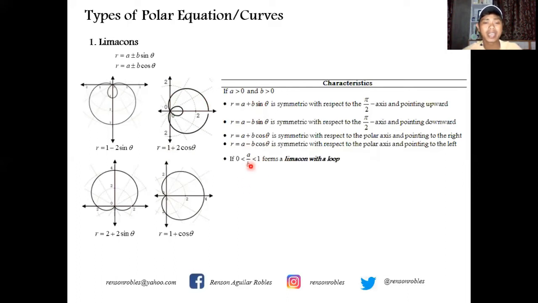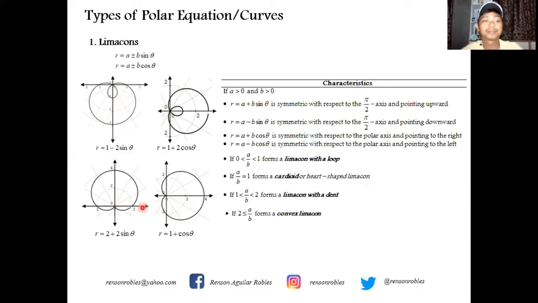And if a over b is greater than 0 but less than 1, it's a limaçon with a loop. This is an example of limaçon with a loop. If a over b equals 1, meaning a equals b, then a special type of limaçon is observed. We call it cardioid or the heart-shaped limaçon. These are examples of cardioid. And if a over b is greater than 1 but less than 2, then the limaçon is called limaçon with a dent. And if a over b is greater than or equal to 2, then the limaçon is called convex limaçon.